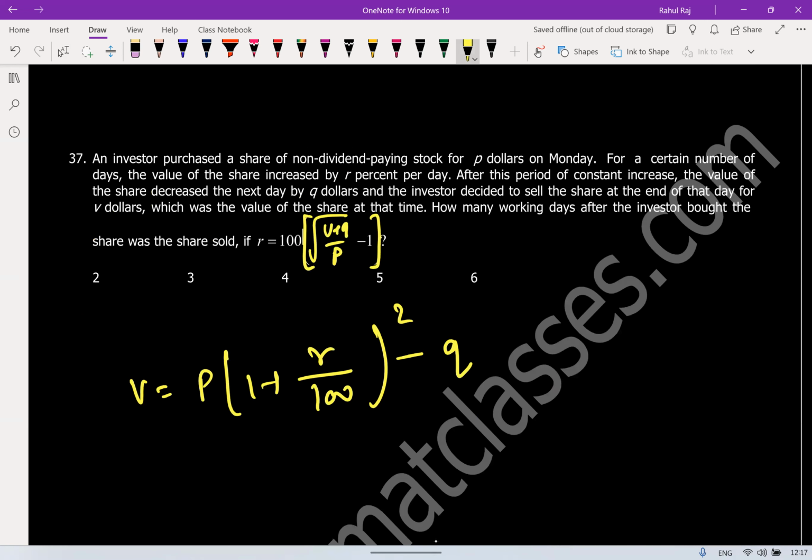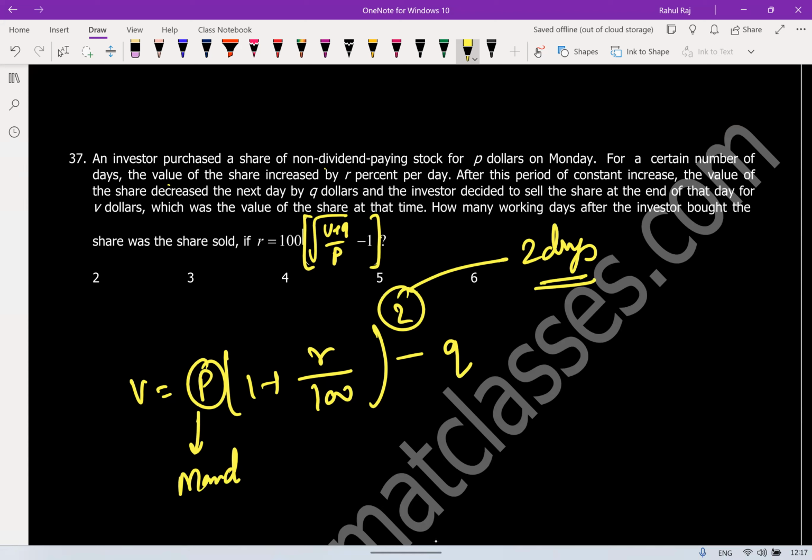It says an investor purchased a share of a non-dividend paying stock for P dollars on Monday. For a certain number of days, the value of share increased by R% per day. How many days did it increase? It increased for 2 days, at R% per day. After this period of constant increase, the value of share decreased the next day by Q dollars.